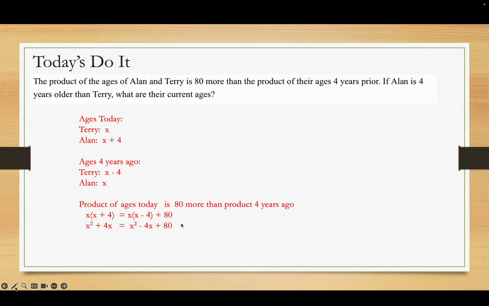Do some algebra. Distribute: X squared plus 4X equals X squared minus 4X plus 80. Look at that. We can subtract X squared from both sides and get rid of the squared term. Makes it linear. How nice is that? 4X is danger, danger, danger. Peek in front of that 4X. It's a negative. Negative 4X plus 80. Add 4X to both sides. 8X is 80, so X is 10. So today, and I forgot to switch it on the last one, Terry is 10, Alan is 14.